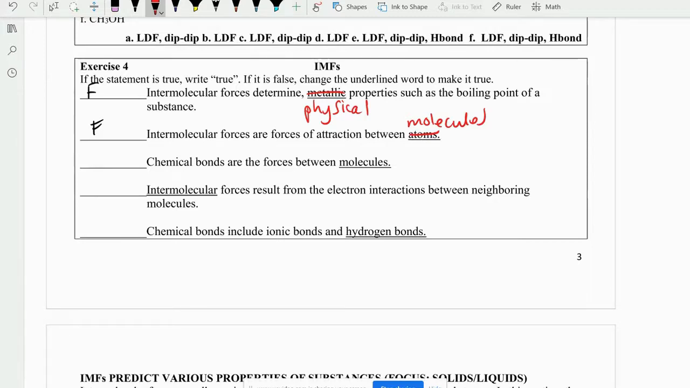Okay. All right, chemical bonds are the forces between molecules. That sounds true to me. Fourth one, IMFs, intermolecular forces, result from the electron interactions between neighboring molecules. And that sounds like a good definition to me. True. And the last one, chemical bonds include ionic bonds and hydrogen bonds. So hydrogen bonds, that would be false. Chemical bonds include ionic bonds and, you guys, covalent bonds.